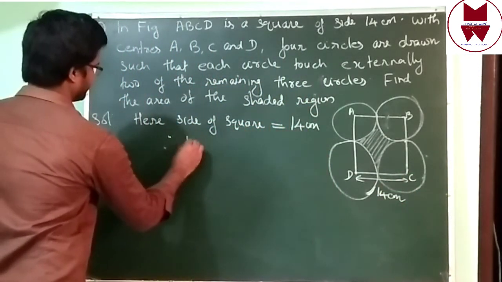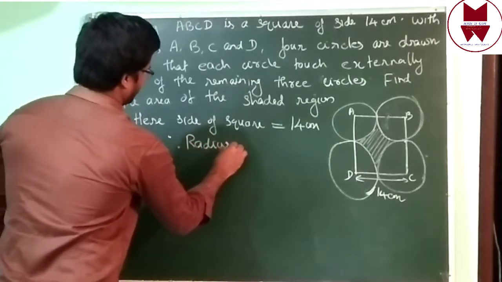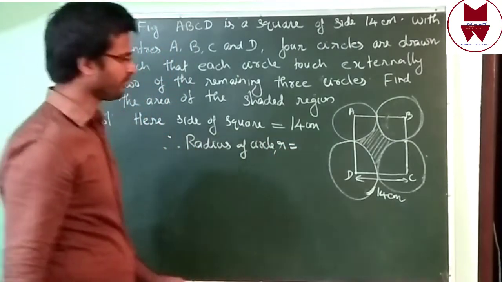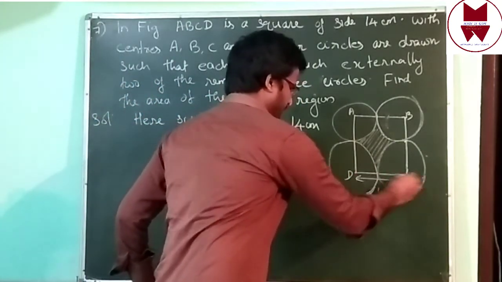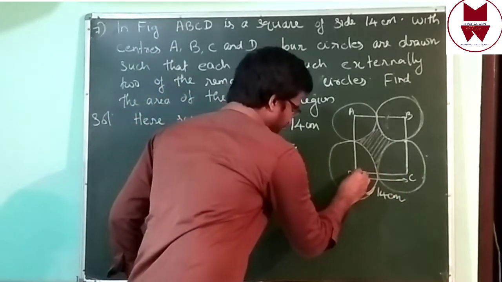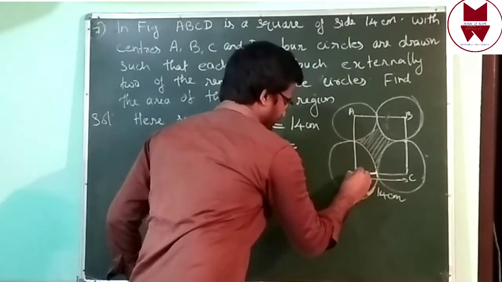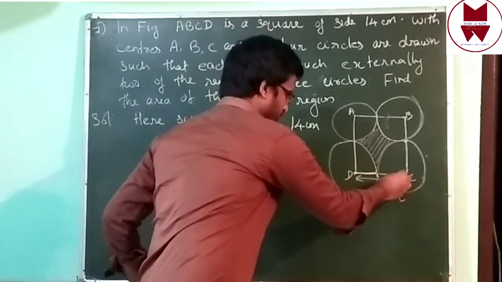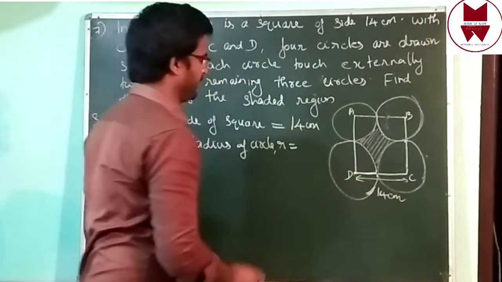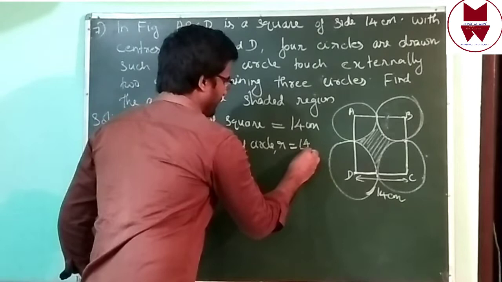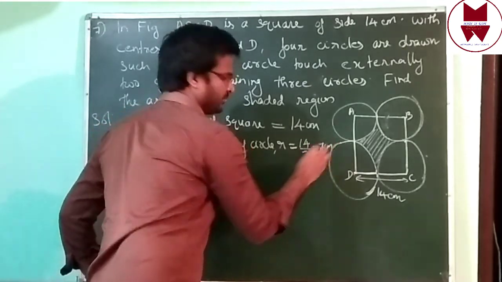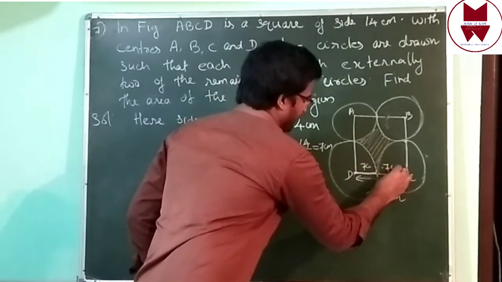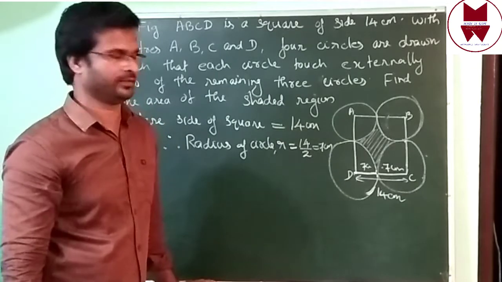Side of square is 14 centimeter. Therefore, the radius of circle is equal to, look, one side is 14 centimeter. From center up to here, that is radius, isn't it? That means correct middle. And here also radius. That time radius of that circle will be 14 divided by 2 equal to 7 centimeter. This part 7 centimeter, this part also 7 centimeter. Then total you will get 14 centimeter.